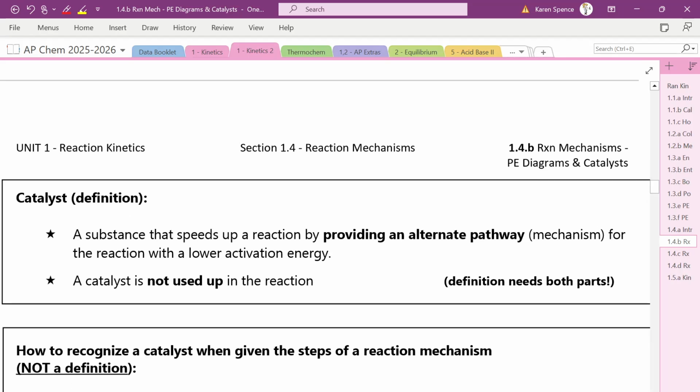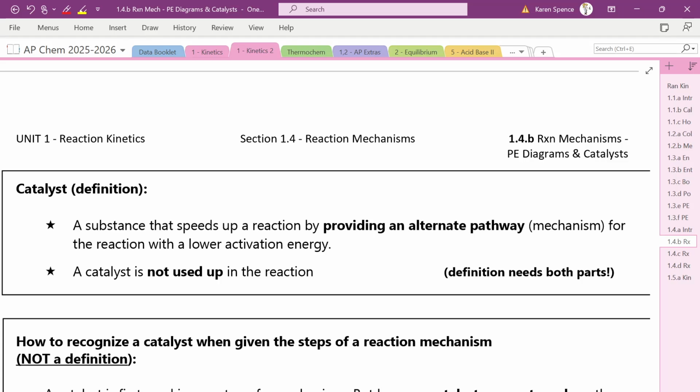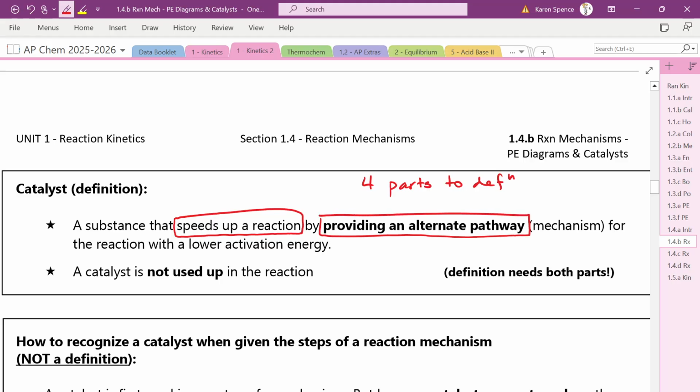Catalyst. There are 4 parts to the definition, and in order, if you are asked to define a catalyst, I would expect you to have all 4. Yes? So you would need to say a substance that speeds up a reaction. How does it do that? It provides an alternate pathway. What is true of that alternate pathway? That alternate pathway or mechanism has a lower activation energy.